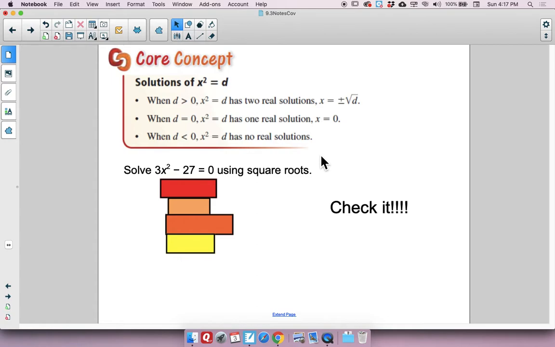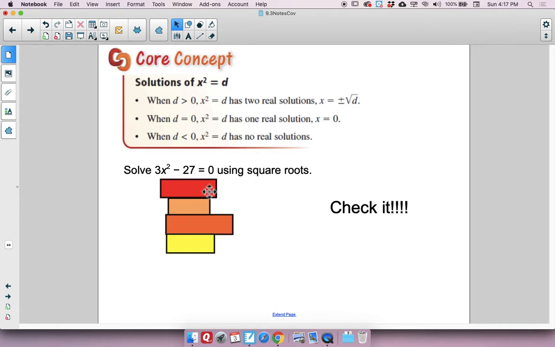Let's solve 3x squared minus 27 equals 0 using square roots. So why don't you go ahead and try it. See if you can get it. If you can't, that's okay. We'll follow along. There's lots of examples here. So go ahead and pause if you like, or just keep following along, taking notes.